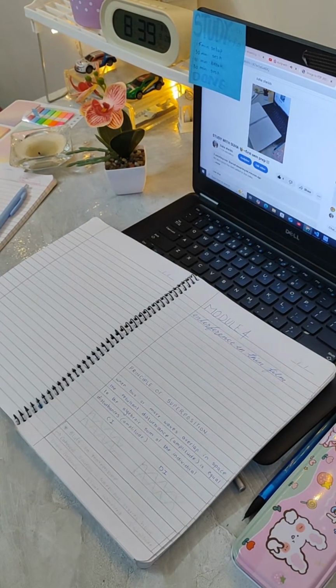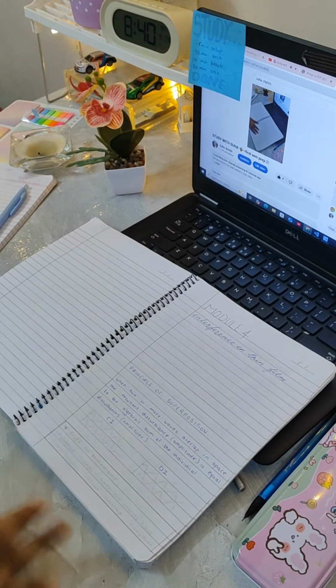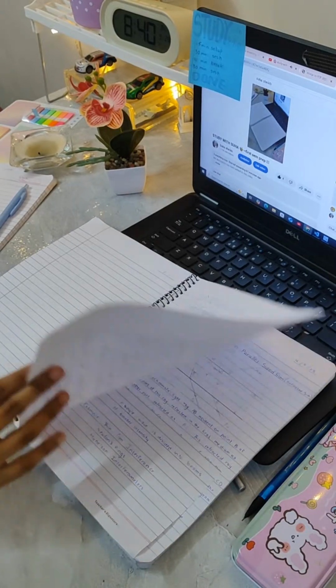Okay, so what is the principle of superposition? When two or more waves overlap in space, the resultant disturbance amplitude is equal to the algebraic sum of individual disturbances amplitude. Yes, I did that.